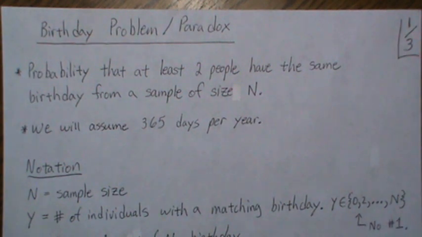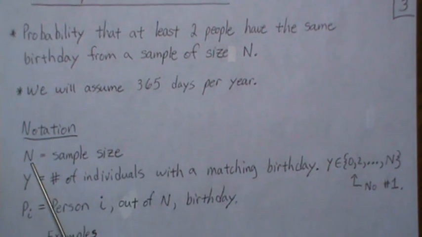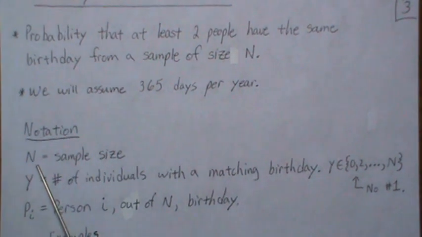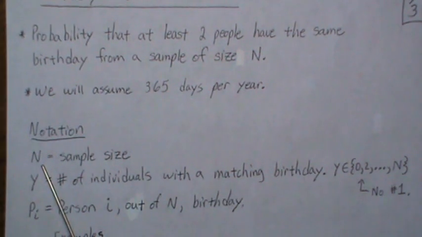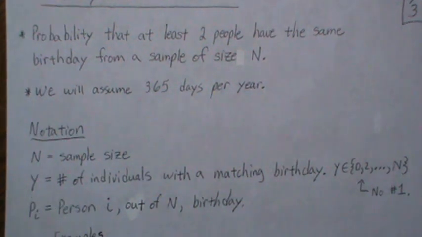There are 3 pages. In notation, we're going to let capital N be the sample size. And the notorious question: how large a sample do you need for the probability that at least 2 people have the same birthday to be greater than the flip of a coin? The answer is 23, which seems so counterintuitive, and that's kind of why they call it a paradox.